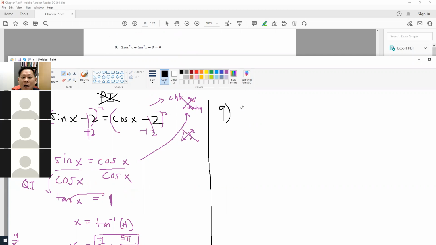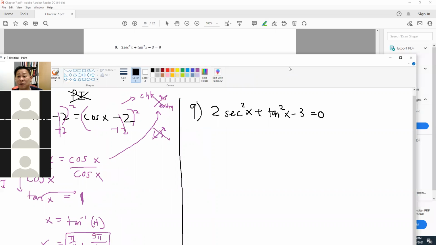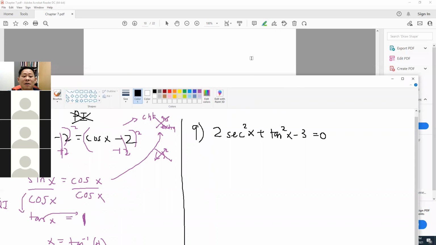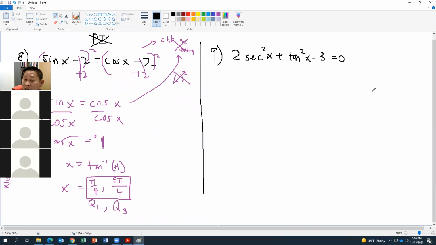Okay. The next one we have is number 9, 2 secant squared x plus tangent squared x minus 3 equals 0. Now again, we have 2 different trigonometric functions here, so we cannot solve this. In order for you to solve this, you have to change everything to secant or everything to tangent. Which one do you prefer, secant or tangent?